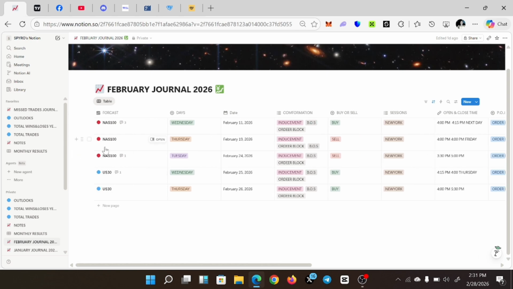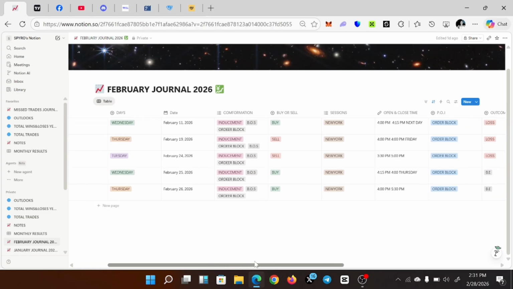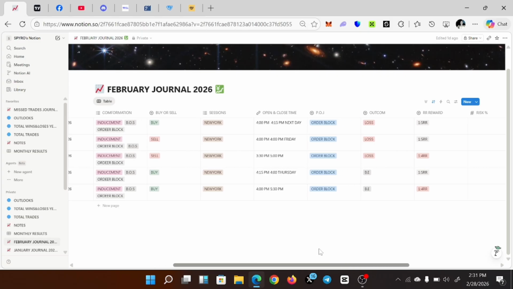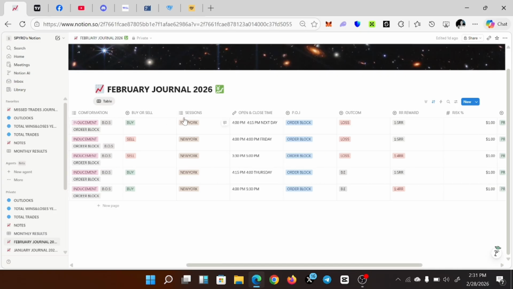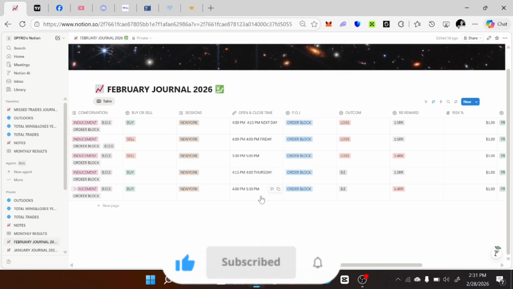If I have a win, you will see this tick here with a green button. That is a win. Now let's check the sessions I traded for the month. All the sessions here are New York session. I don't trade London sessions, I only trade New York session. And if you check my trade times, when trades normally trigger me, you will see this is 4 o'clock. The first trade triggered me by 4 o'clock, then 4 o'clock, 3:30, 4:15, 4 o'clock. That is Nigerian time.